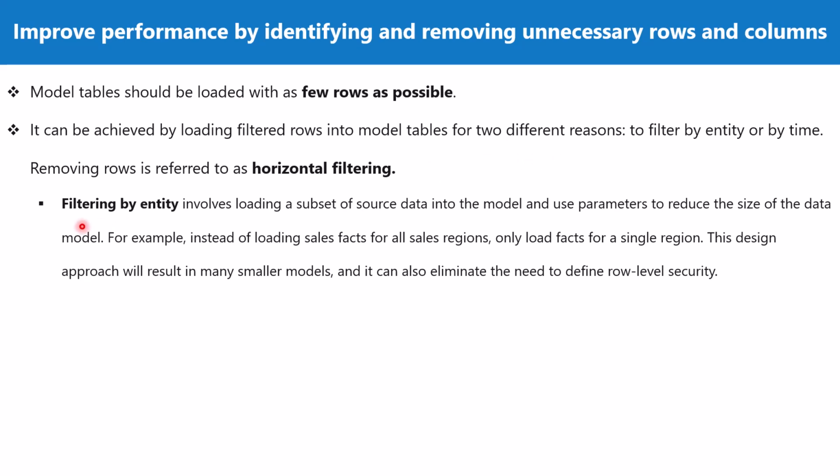Let's first look at what is meant by filtering by entity. Filtering by entity involves loading a subset of source data into the model and then using parameters to reduce the size of the data model. For example, instead of loading sales facts for all sales regions, only load facts for a single region. This design approach will result in many smaller models, and it can also eliminate the need to define row level security. So we can do the horizontal filtering by entity.